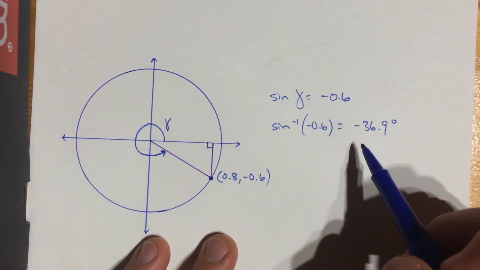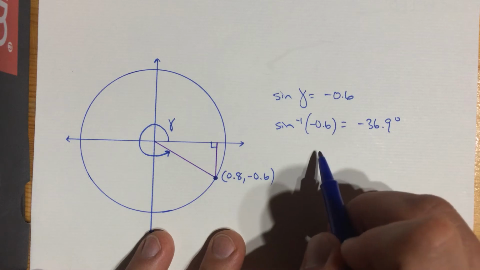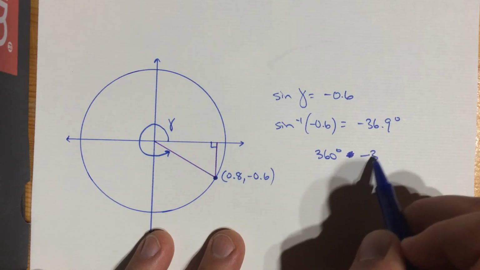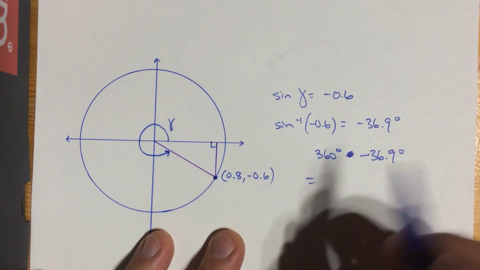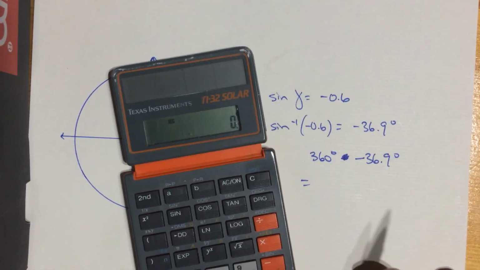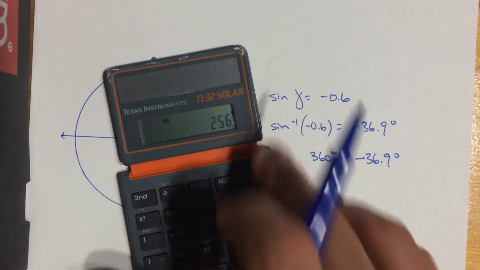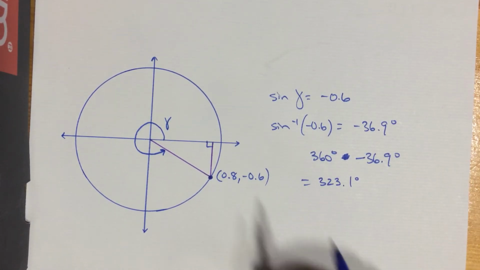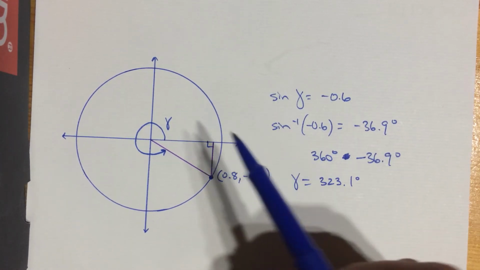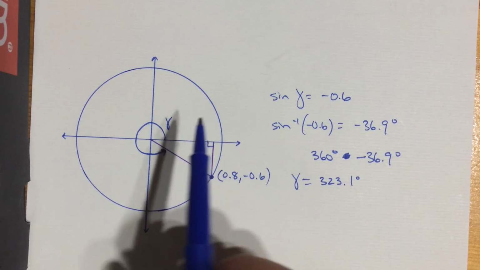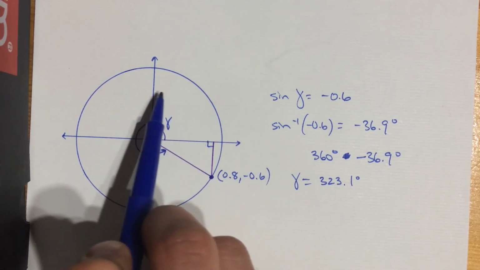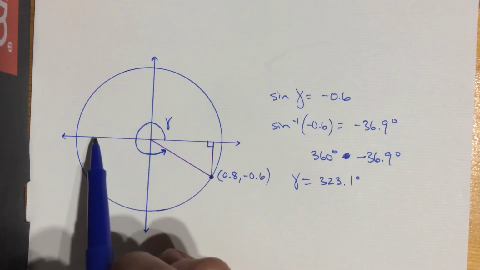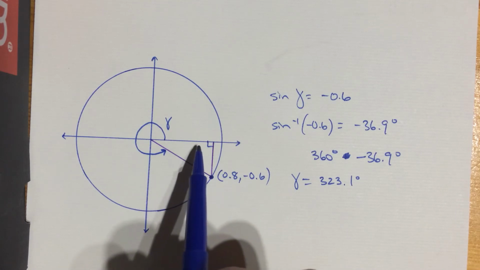Well, that's pretty nice actually, because what this means is if I take 360 degrees and add that negative number, or maybe I'll just say subtract 36.9 degrees right here, I get 323.1 degrees, which is the value of gamma. So you've got to know a little bit about your angle to know where you're going to be placing it. If it's from here to here in the 1st quadrant, it's between 0 and 90 degrees. 90 would be right on the line. Then you have 90 to 180, 180 to 270, and 270 up to 360.